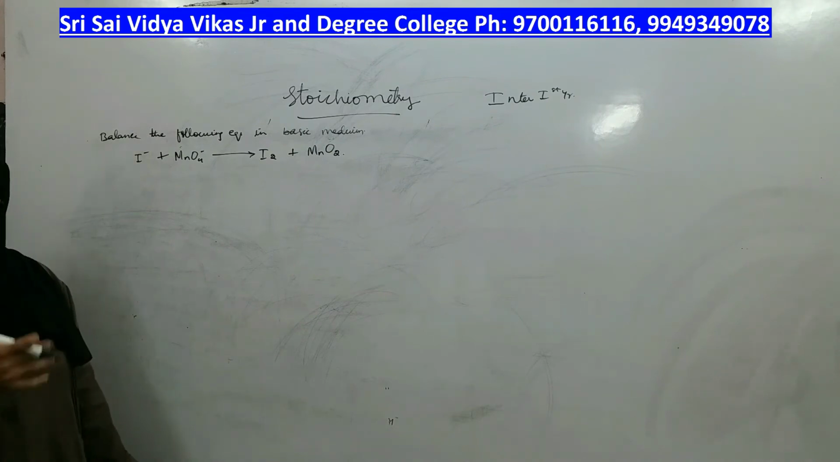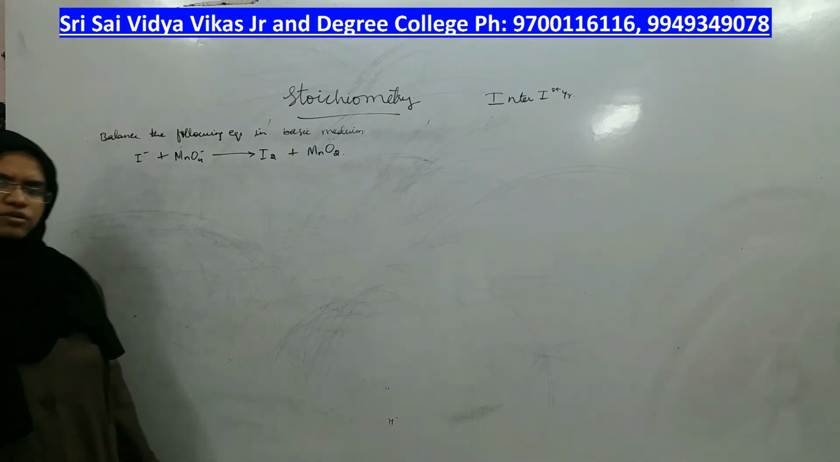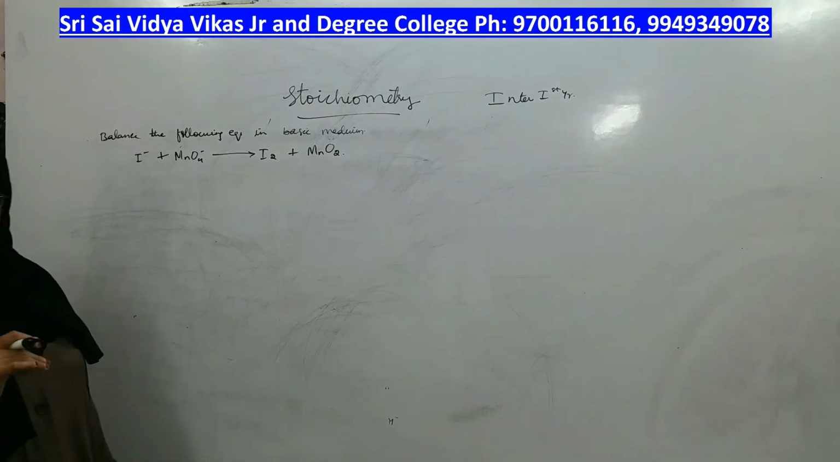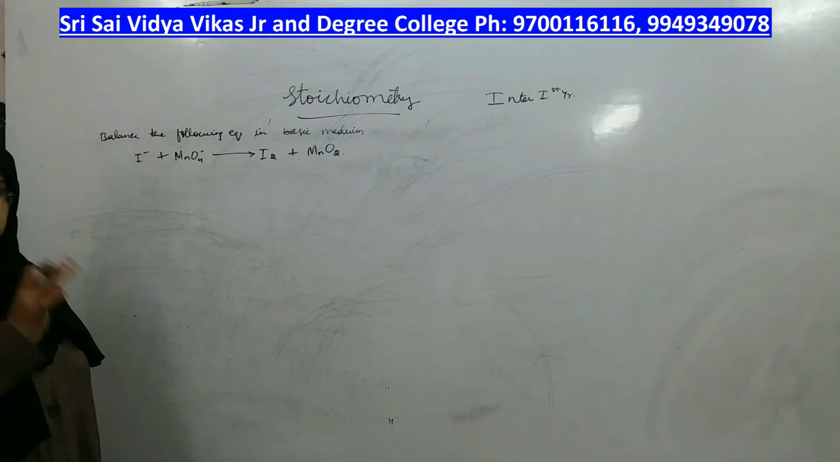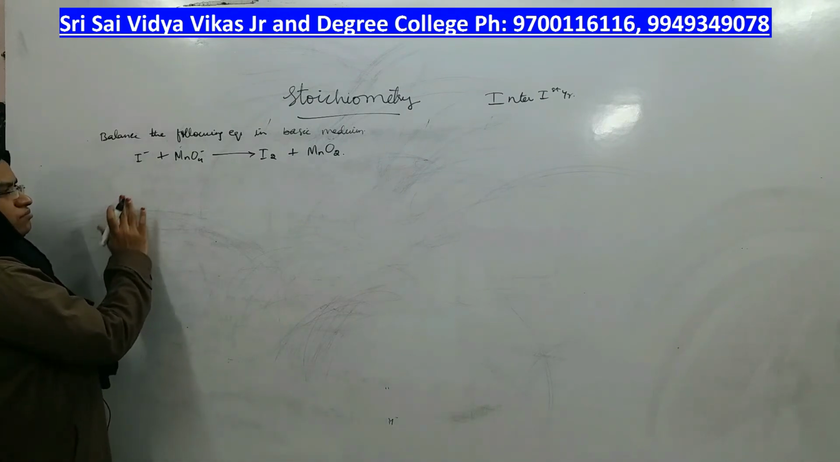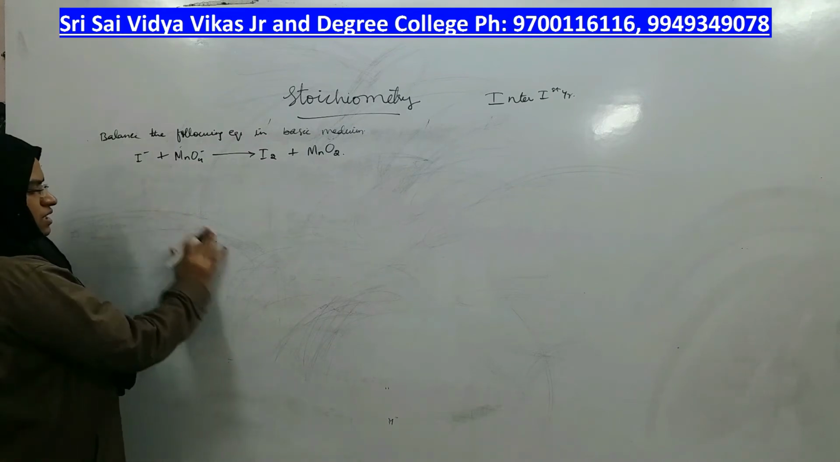These are the repeated questions from stoichiometry, so we will be doing as many as possible, okay? And you have to practice them a lot, but it is a short question in your exam. Okay, coming back to the equation, how can we divide the oxidation part and reduction part?